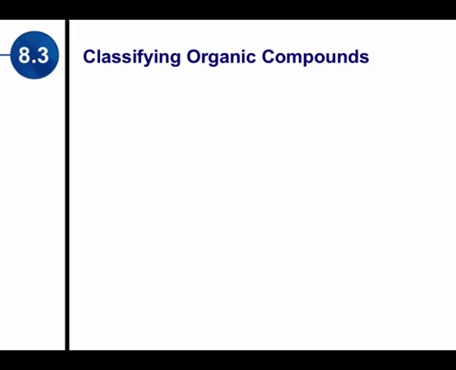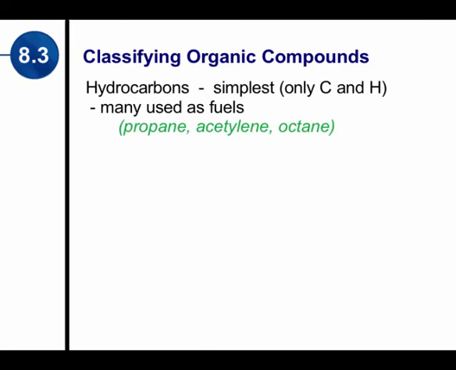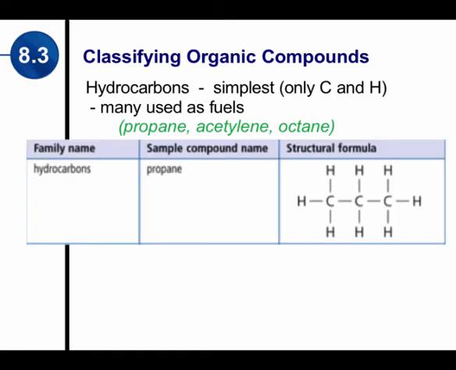Well, let's start classifying, because these organic compounds can be classified a number of ways. The simplest type of organic compound is what's called a hydrocarbon. And a hydrocarbon, why it's so simple, is it's just carbon and hydrogen. And there are many types of hydrocarbons. Most of these hydrocarbons are what we use as our fuel sources. Things like propane, octane, acetylene, fuel sources that you may be familiar with. And if we were looking at the structural formula, here is propane. Propane has 3 C's and 8 H's, and in our structural formula, we form a chain that looks like that.